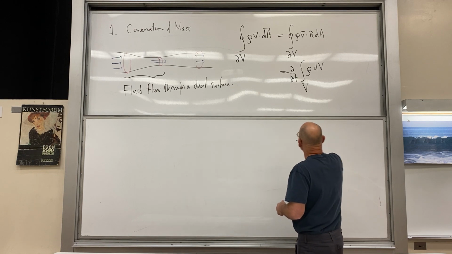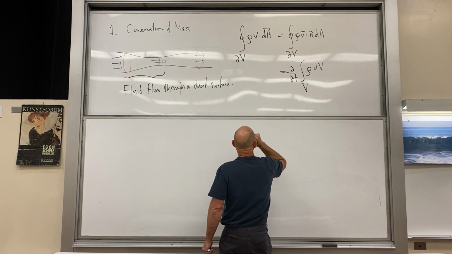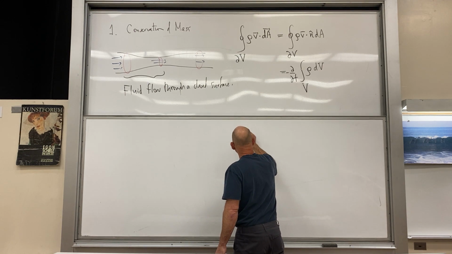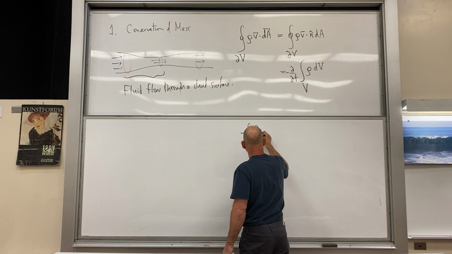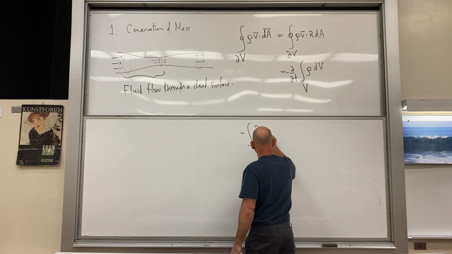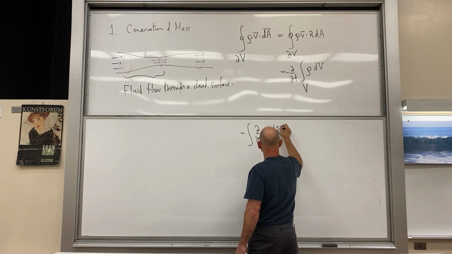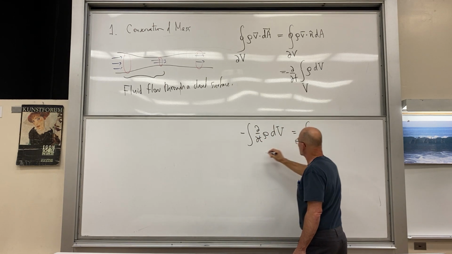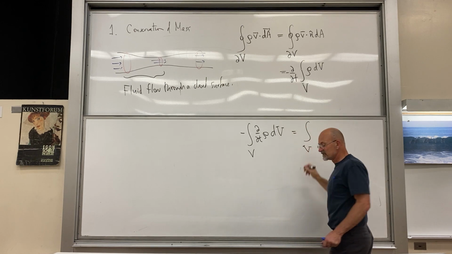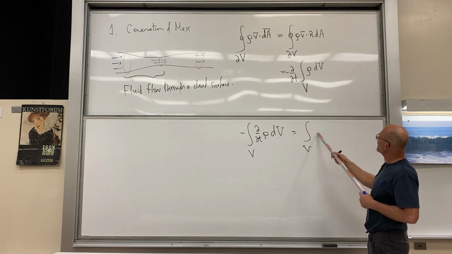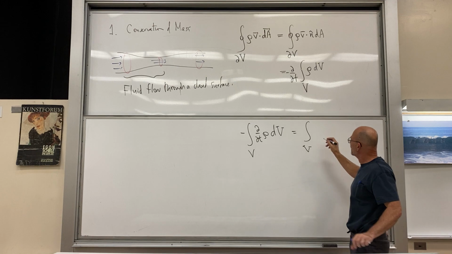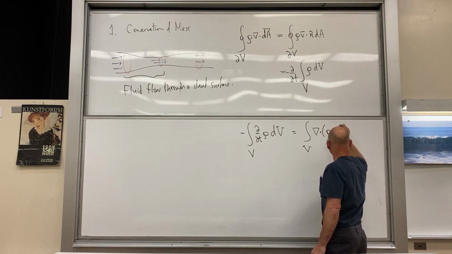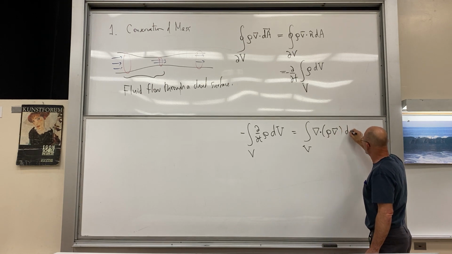Good, so what do we have? Let's go ahead and write this out. We have minus integral, we'll take this into the integral, d volume is equal to integral. Now, you're going to apply the divergence theorem here. So this will be the divergence of rho v d volume as well.